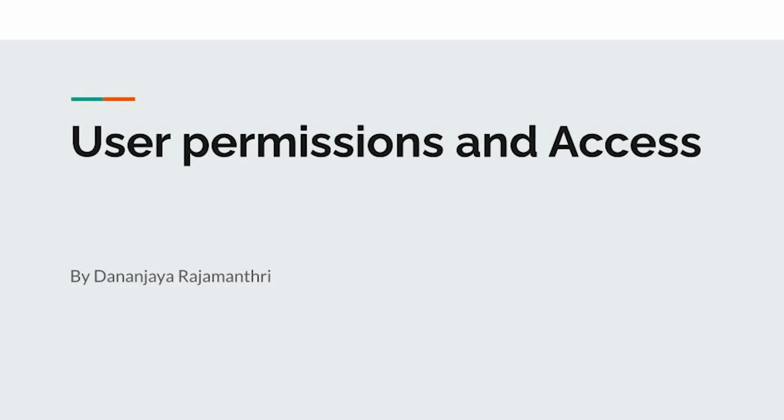AWS Cloud Practitioner Certification, Security Section, User Permissions and Access. In AWS, user access management is done by the service called Identity and Access Management, also known as IAM. In IAM, you can manage access by using users, groups, and roles, which we will talk about in this video.